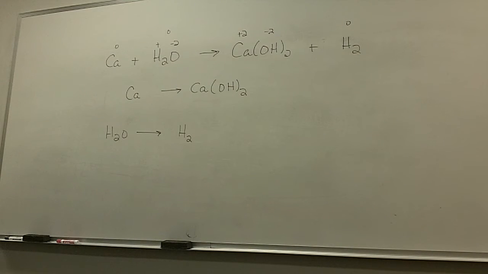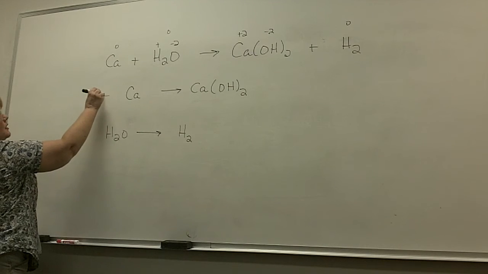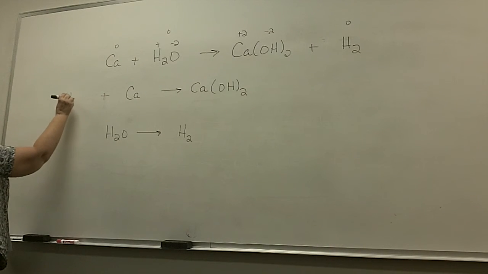So, balance the atoms other than hydrogen and oxygen. So we're good, right? So now add the number of electrons. Do we have to add any electrons to anything? No. We do not. So then what? We add water to balance the oxygen. So I've got to add H2O here.